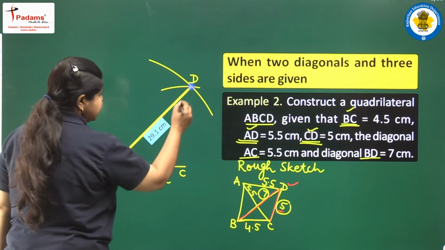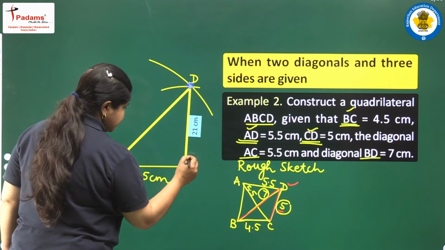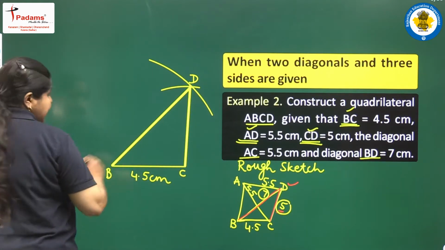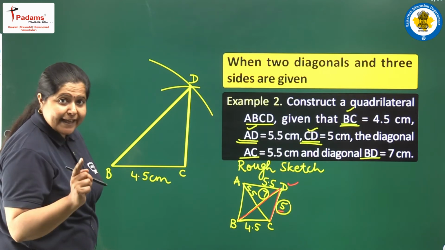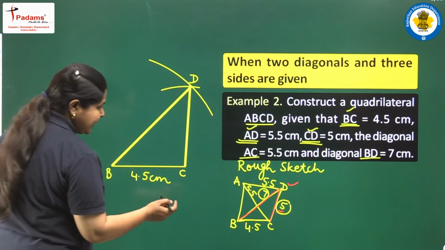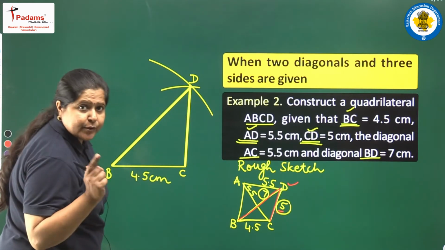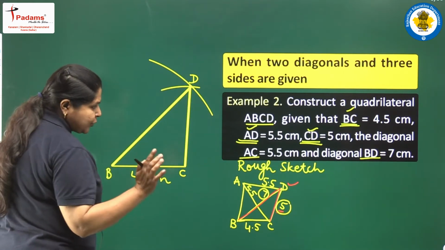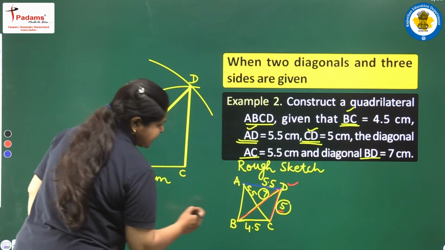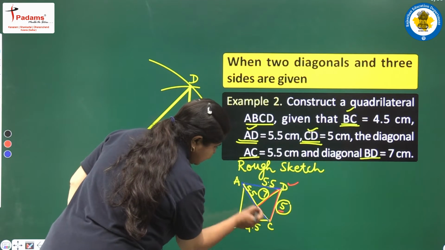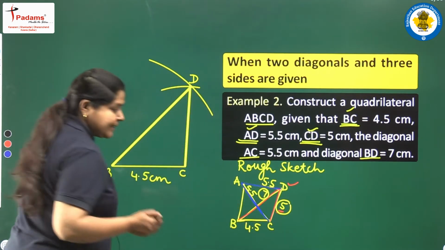First we will add this D and B, and then this D and C. In this way we have got this triangle BCD. What next we have to do? Now we know these two measurements. We don't know this side AB, so it is of no use for us. What do we know? These two blue lines. This one we know as 5.5 centimeters, and this one also we know as 5.5. This side AD and diagonal AC.